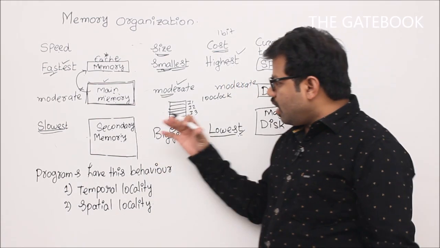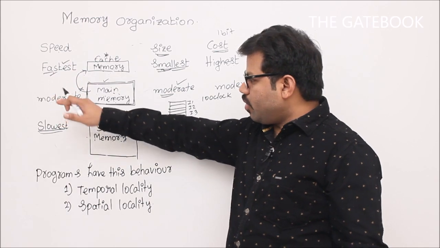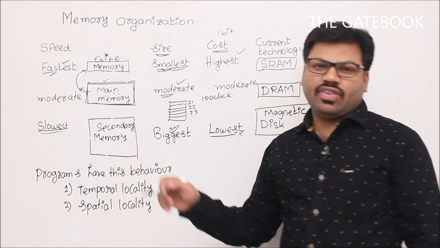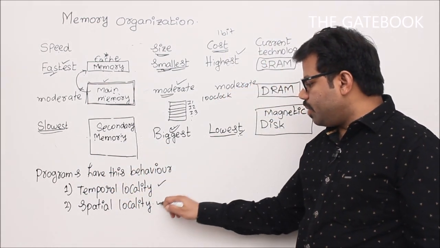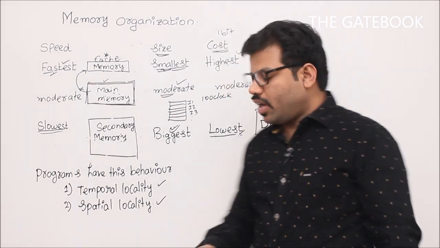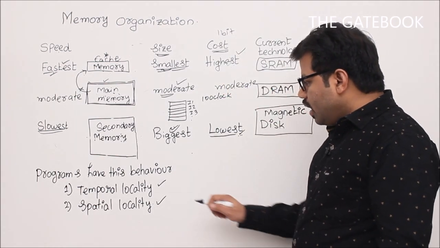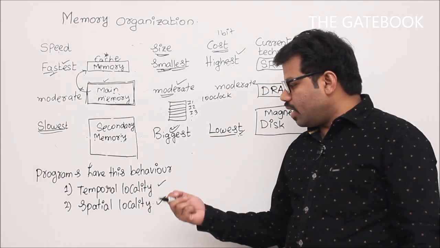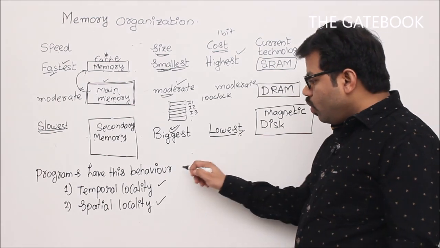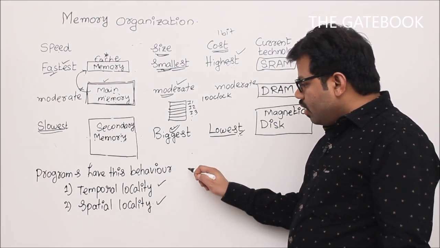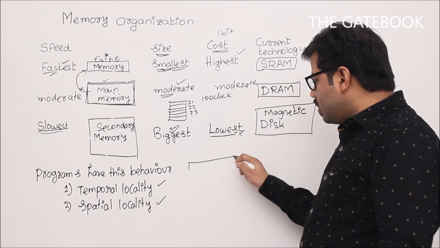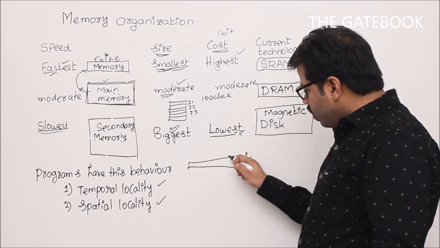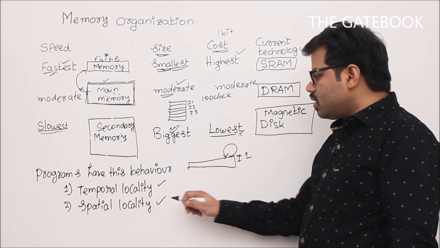Generally, to understand the organization of cache, main memory and secondary memory, you should understand two basic principles of programs. Programs have this behavior. One is temporal locality, second one is spatial locality. So what is temporal locality, sir? When you write a program, there is a high chance that it has temporal locality. That means your program is going to refer to a memory location, or an instruction, many times. The same instruction your program is going to refer to so many times. That behavior is called temporal locality.